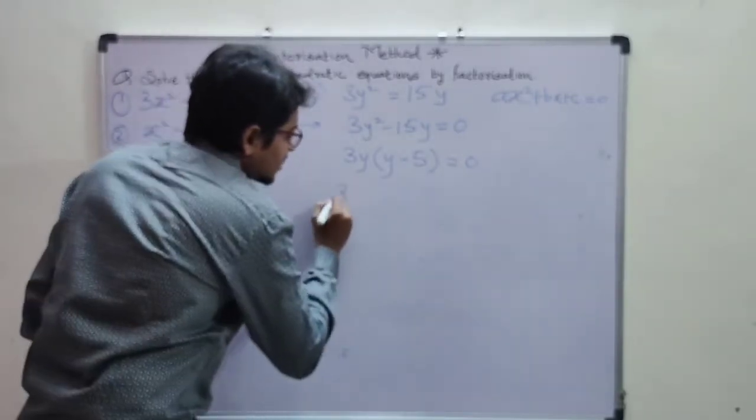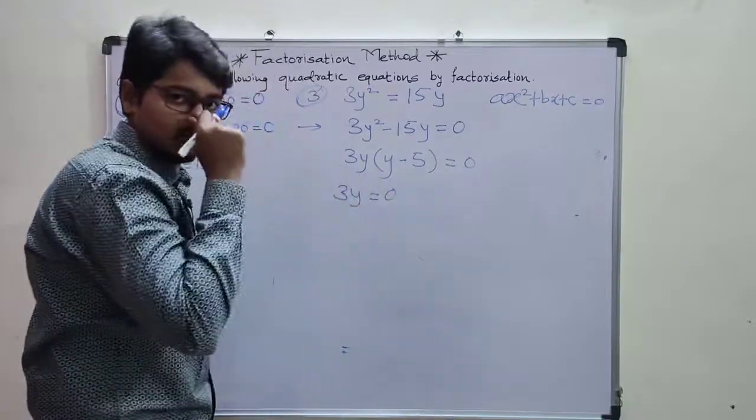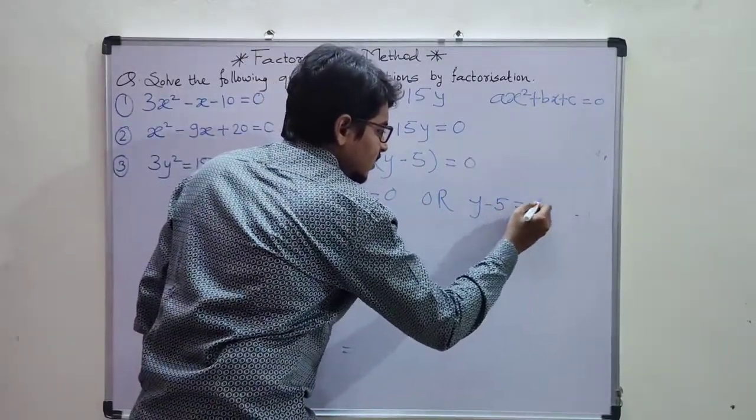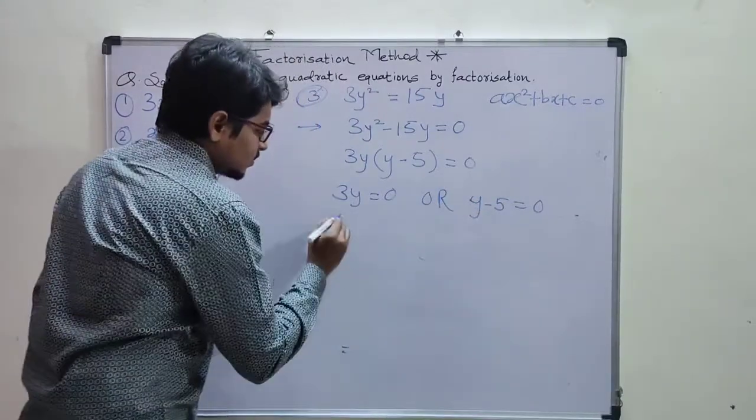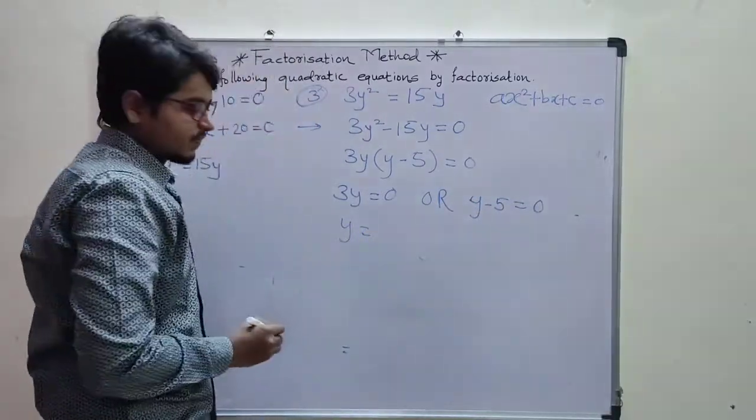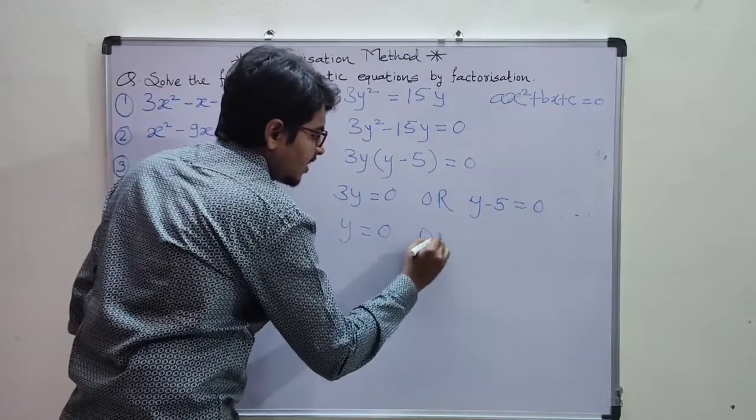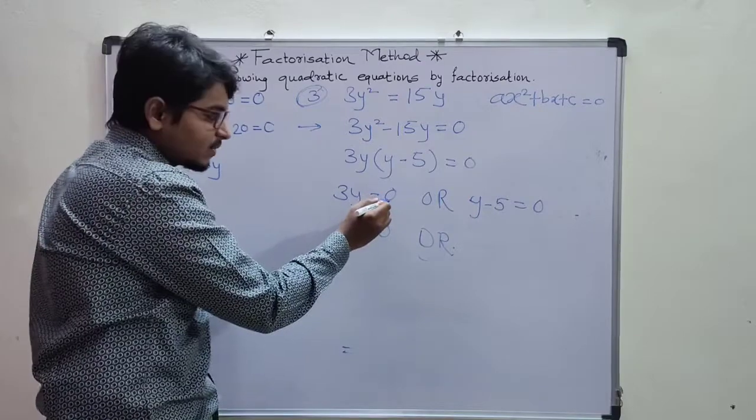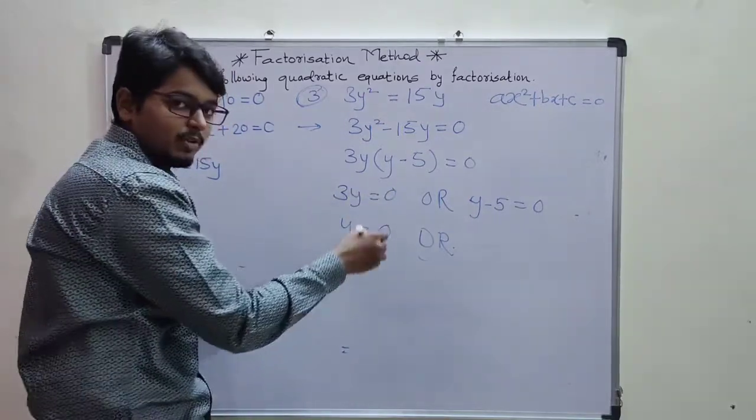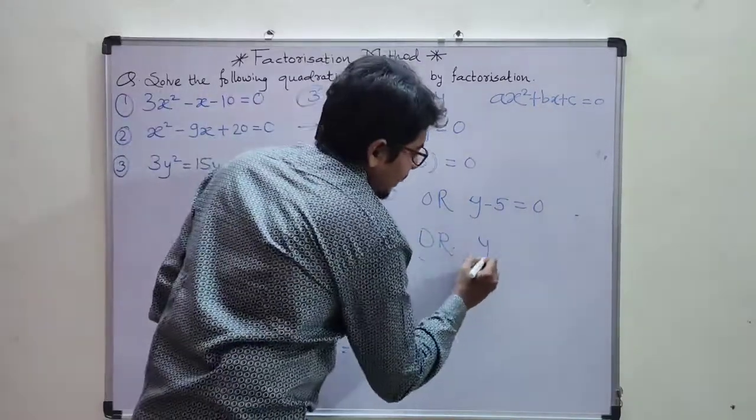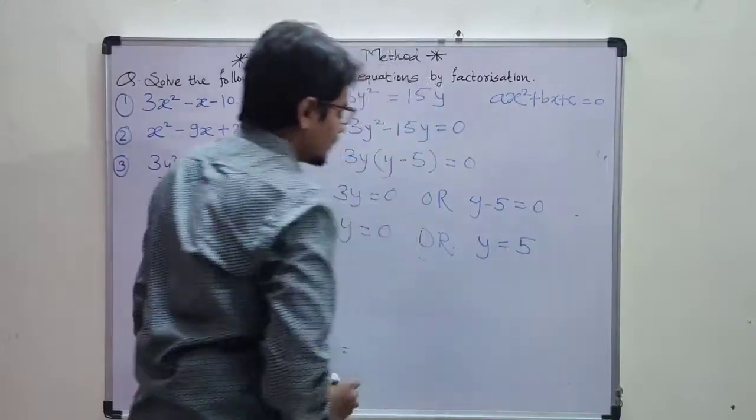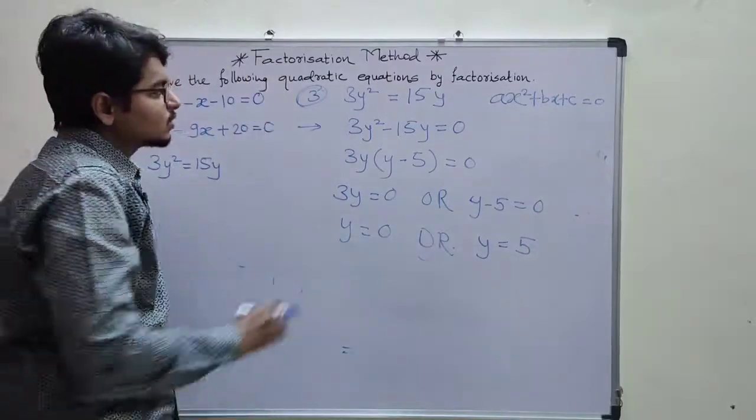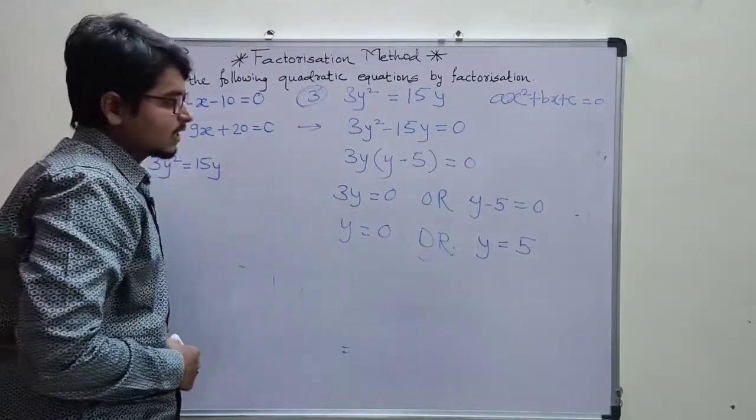Now 3y is equal to 0 or y minus 5 is equal to 0. So y is equal to 0 or, see here, this 3 shifts to the right side of the equation and it becomes 0 upon 3, which is 0, or y is equal to plus 5. So y is equal to 0 or y is equal to 5 are the solutions of this quadratic equation.